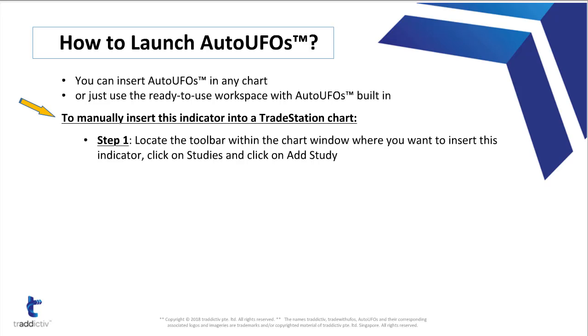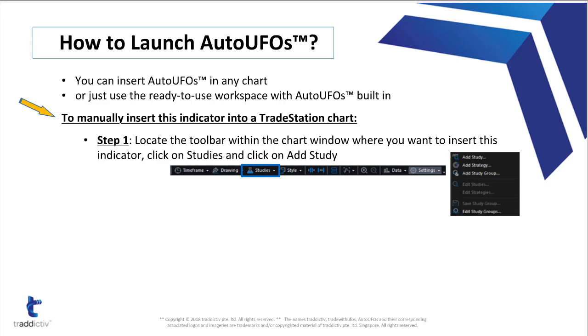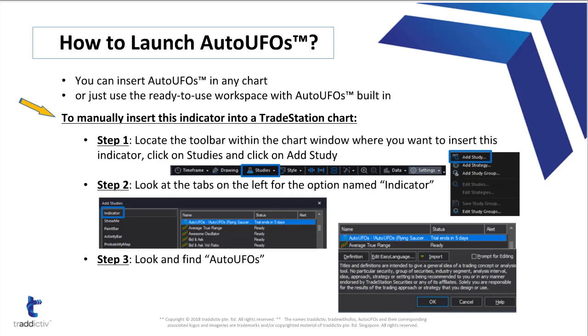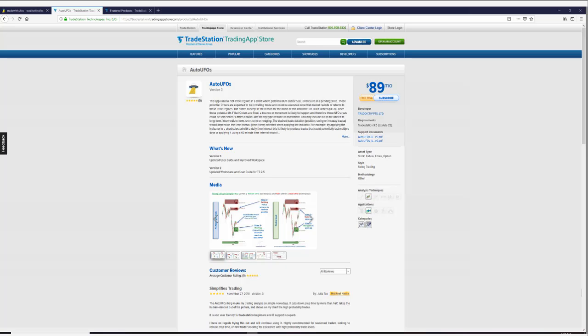Step 1, you would locate the toolbar within the chart window where you want to insert this indicator. You would click on Studies. You would then click on Add Study. And the moment you select Add Study, you would go for step 2, which is to look for the tabs on the left and find the indicator window, and then look and find AutoUFOs. You would then select AutoUFOs, and then you would click OK. And magic, you would now have this tool running in your charts.